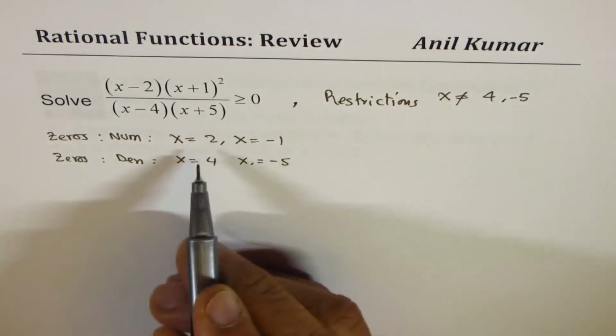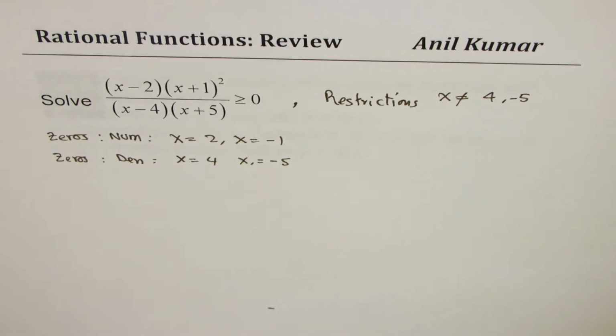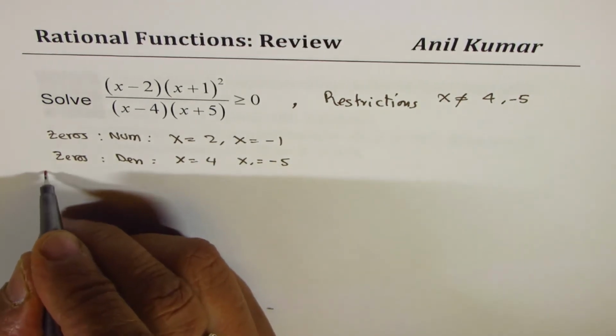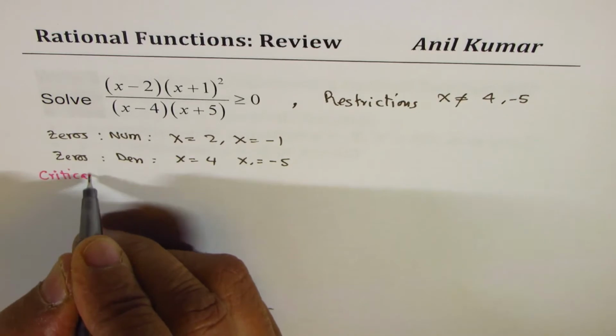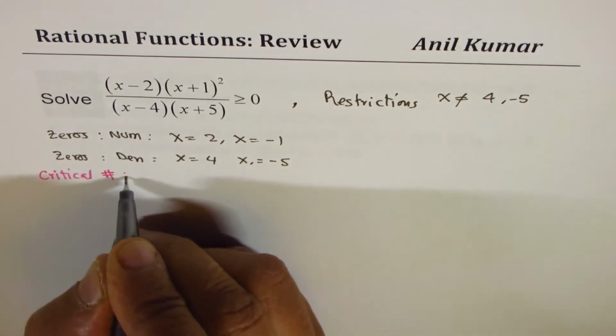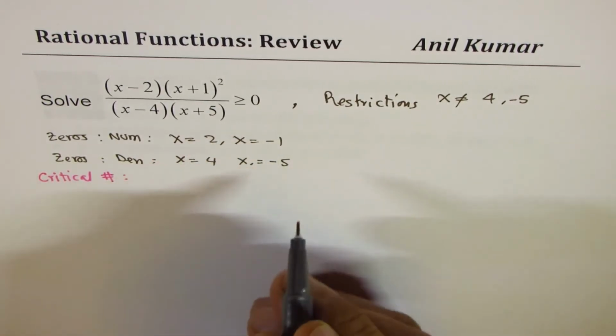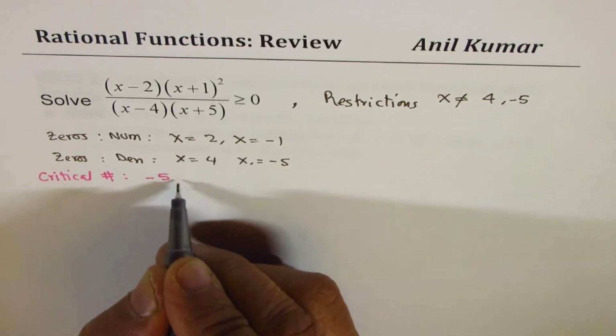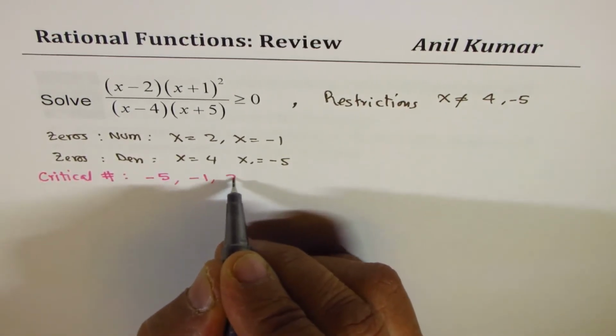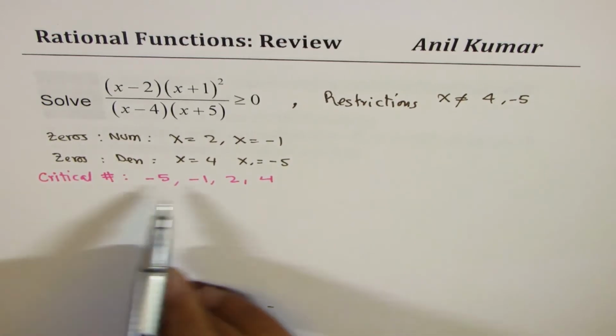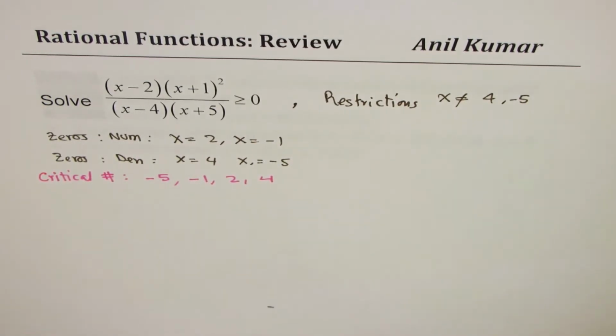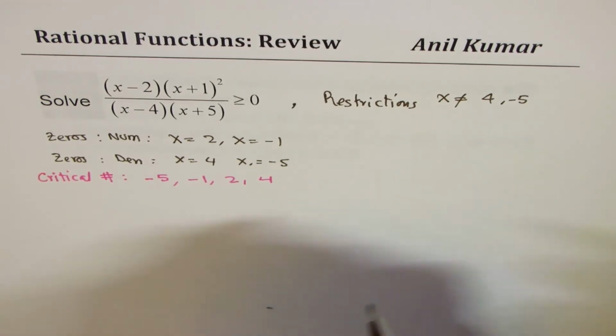Correct? Now, these points are called critical points, right? So we have critical numbers or critical points, as all these zeros. So let me write them in order: -5, -1, 2, and 4. Based on these critical numbers, we actually make our table, right? So there are 4 critical numbers. So let me just sketch here.